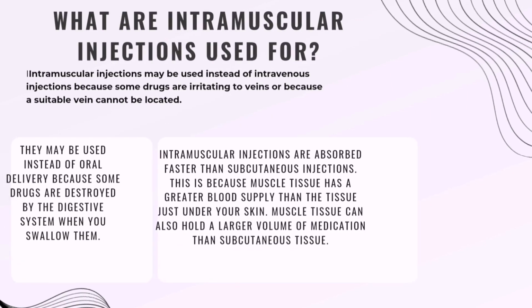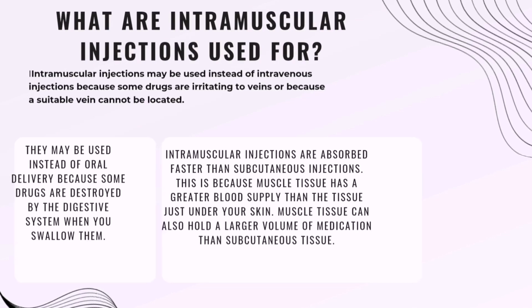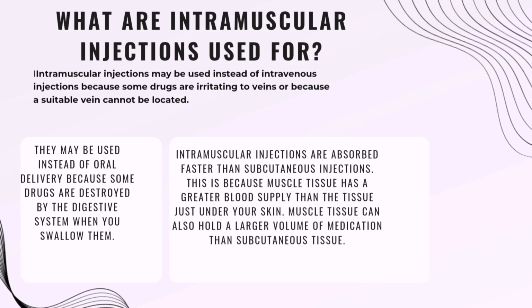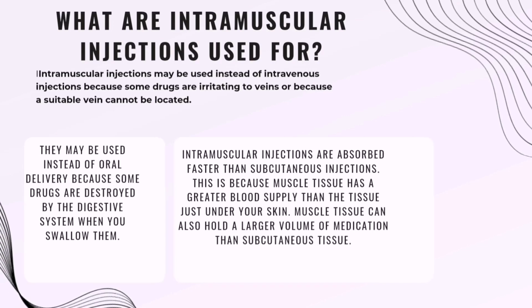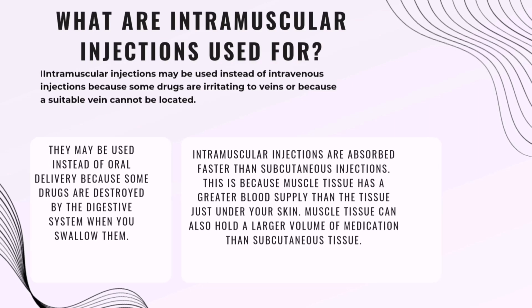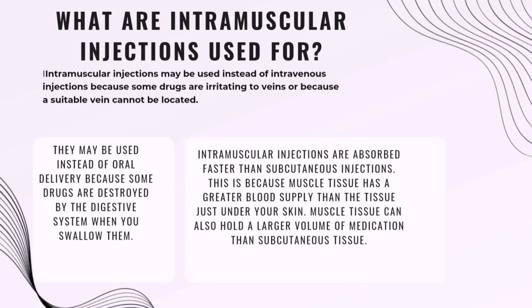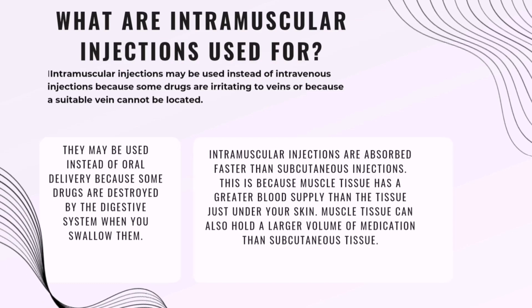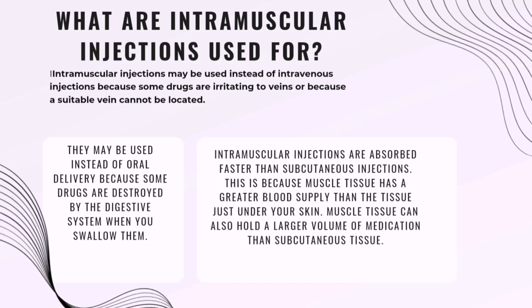What are intramuscular injections used for? Intramuscular injection may be used instead of intravenous injection because some drugs are irritating to veins or because a suitable vein cannot be located. They may be used instead of oral delivery because some drugs are destroyed by the digestive system when you swallow them.